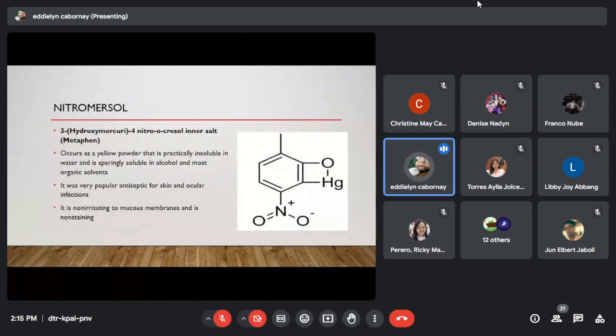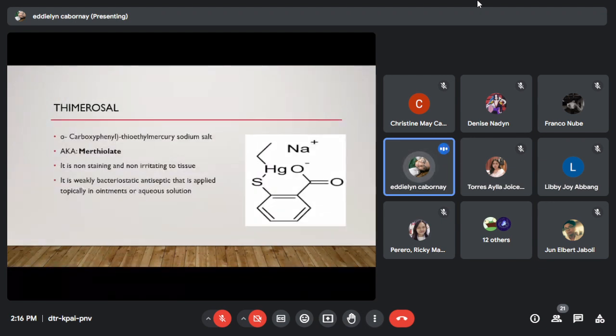Next is nitromersol, which is the Metaphen. It occurs as a yellow powder that is practically insoluble in water and sparingly soluble in alcohol and most organic solvents. It was a very popular antiseptic for skin and ocular infections. It is non-irritating to mucous membranes and non-staining. We also have thimerosal, which is also known as Merthiolate. It is a weakly bacteriostatic antiseptic that is applied topically in ointments and aqueous solutions.